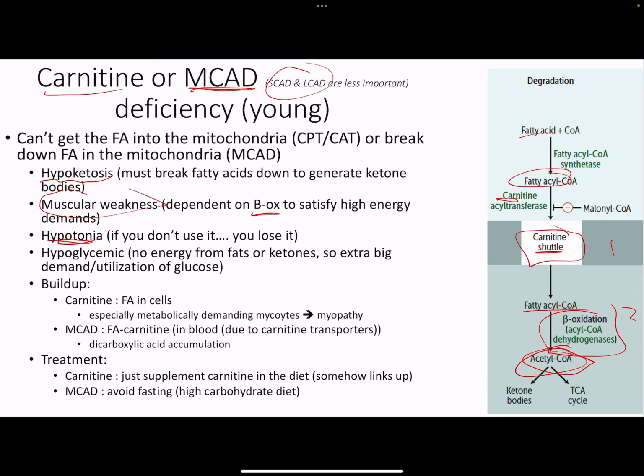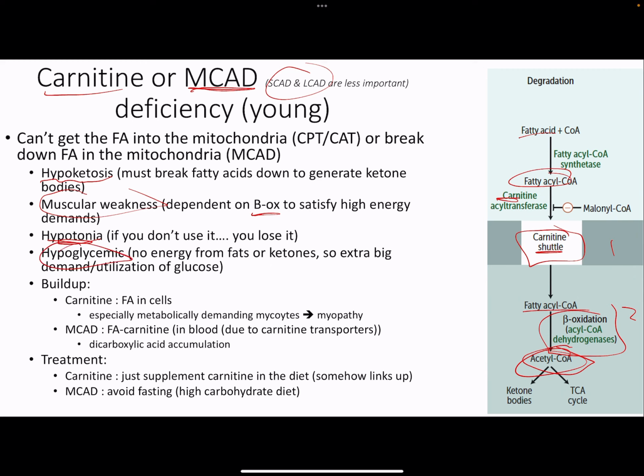Hypotonia, you're going to lose muscle tone. And there are a lot of different ways to think about this next one, but the easiest one is, okay, we don't have ketones. We don't have fats. Our body still has to keep us alive. So there's still a lot of energy demand. So we're just going to be really consuming all of the sugar in our blood, way more than we would like. So you're going to become quite hypoglycemic.